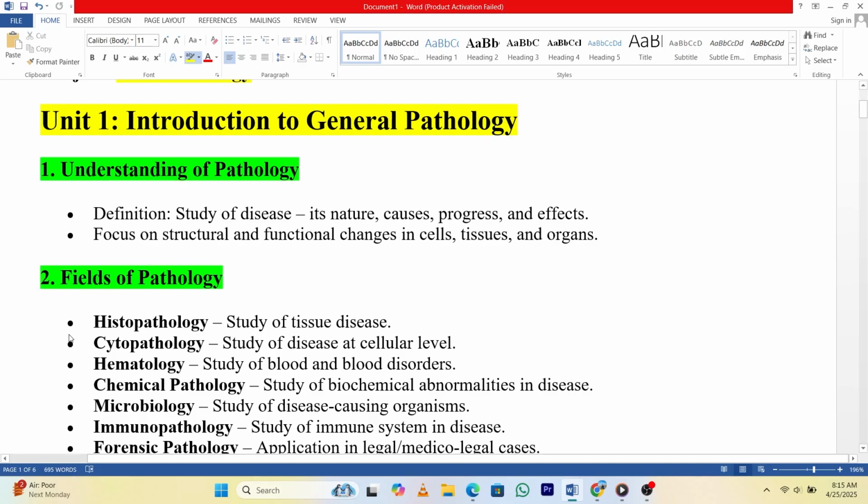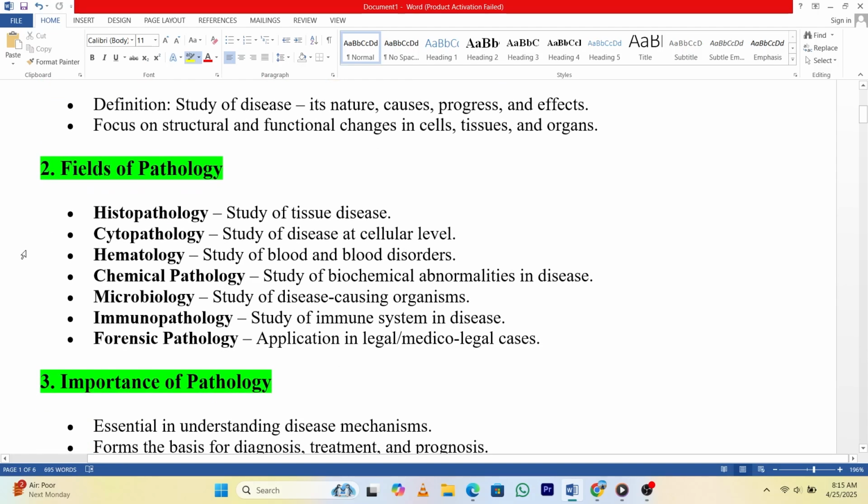2. Fields of pathology. Histopathology, study of tissue disease. Cytopathology, study of disease at cellular level. Hematology, study of blood and blood disorders. Chemical pathology, study of biochemical abnormalities in disease. Microbiology, study of disease-causing organisms. Immunopathology, study of immune system in disease. Forensic pathology, application in legal/medico-legal cases.